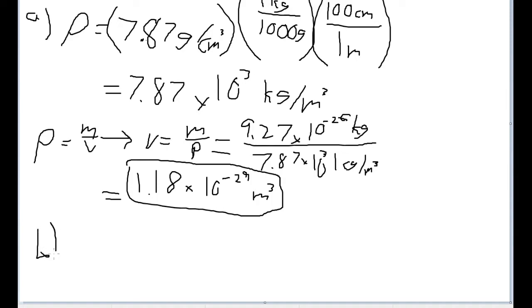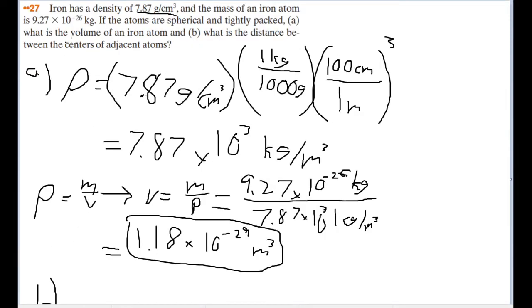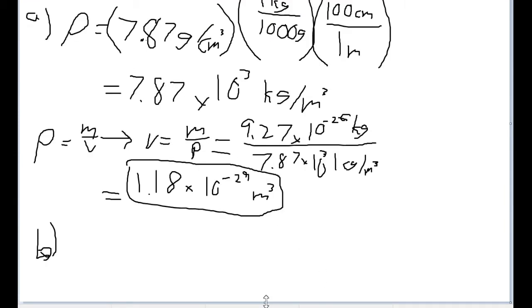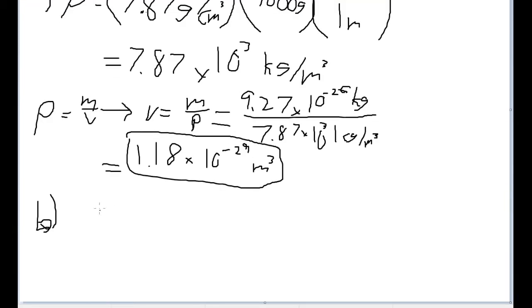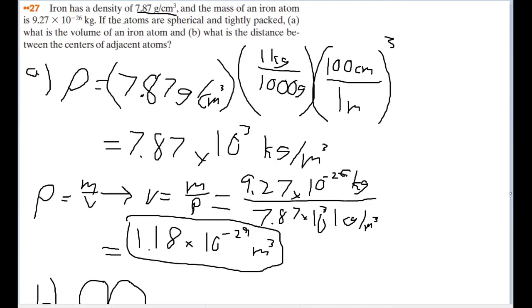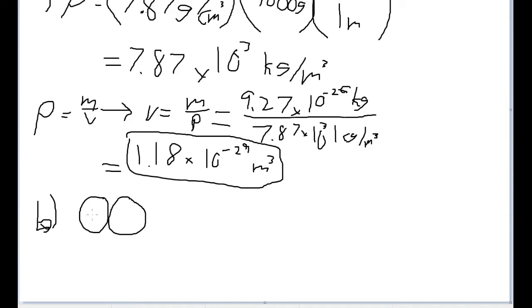As for part B, which asks, what is the distance between the centers of the adjacent atoms? In other words, if we imagine the atoms as spheres, and we picture two up next to each other, then what is the distance between the two centers of the adjacent atoms? If their centers are right in the middle, then we want to find the distance from one center to the other. And you should notice that this is basically the radius of one sphere plus the radius of the other sphere. And if they're both the same, it's just going to be the radius of one of the atoms times 2.